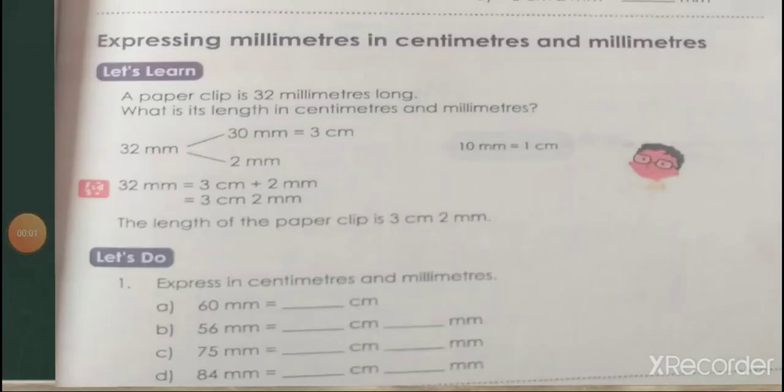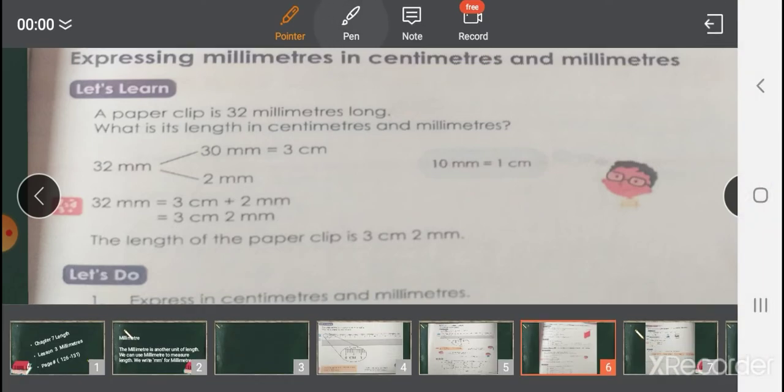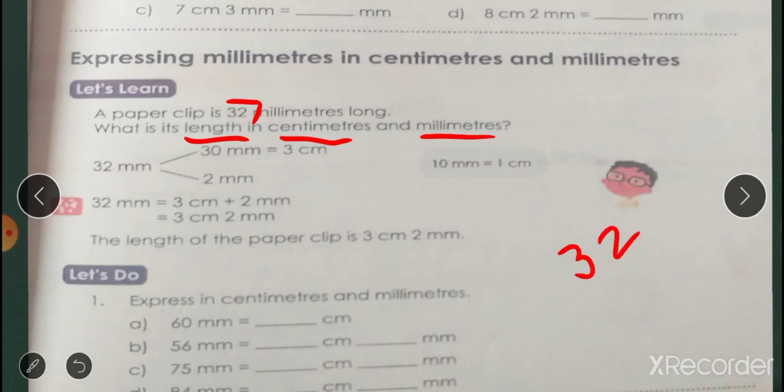The next thing we are going to do is expressing millimeters in centimeters and millimeters. So the question is, a paper clip is 32 millimeters long. What is its length in centimeters and millimeters? Now, what is the length of the paper clip? That is 32 millimeters.